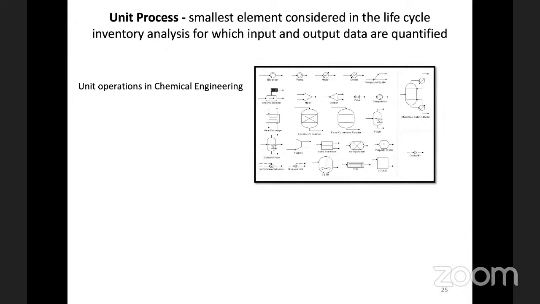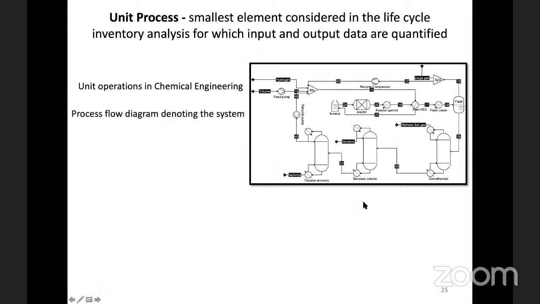The unit process is the smallest element considered in the life cycle inventory analysis, for which input and output data are quantified. If you look at unit operations in chemical engineering, this is the comparison that I like to draw. If you have looked at any simulation software or simulation tool, then you'll know what I'm talking about. These are small units: pumps, heaters, equilibrium reactors, fixed conversion reactors, plug flow reactors, CSTRs, or whatnot. There is a lot of information associated with each of these unit operations, but only when we put them in a process flow diagram does it denote the system.